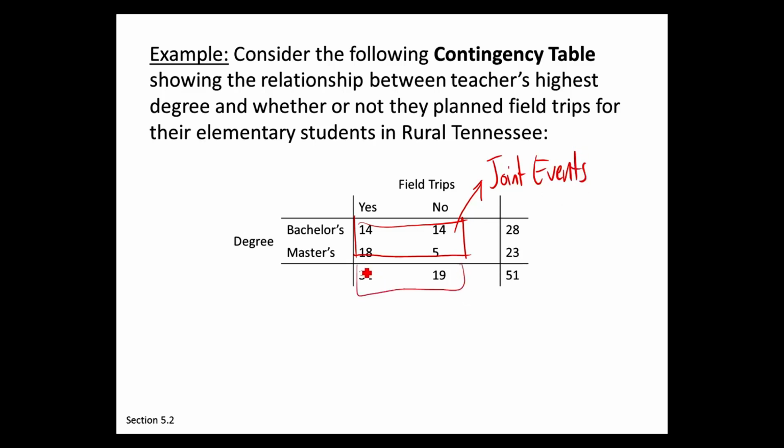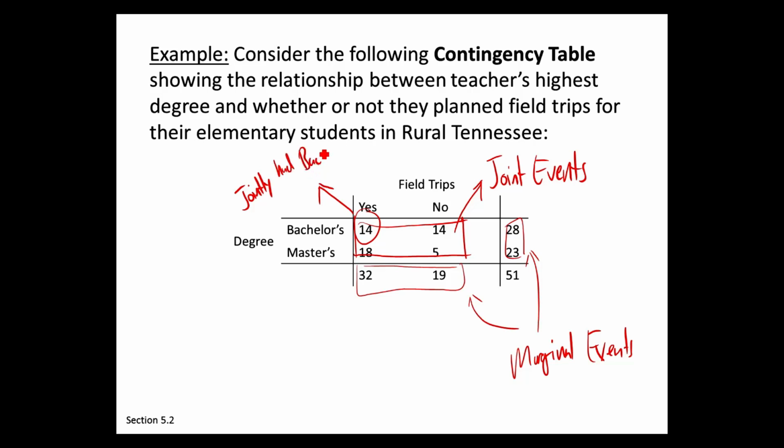And out here on the sides, these are what we call marginal events, because they're in the margin of the tables. So in here in the joint event, if we look at the application, this was looking at the relationship between teachers' highest degree and whether or not they plan field trips for their students in rural schools in Tennessee.